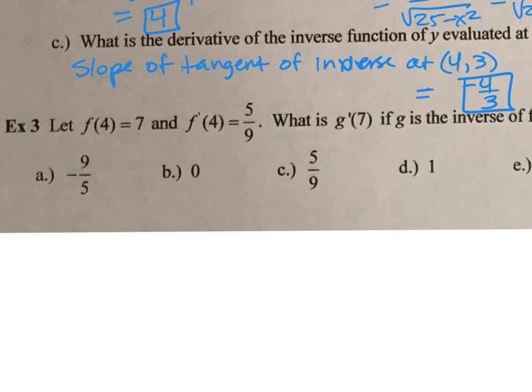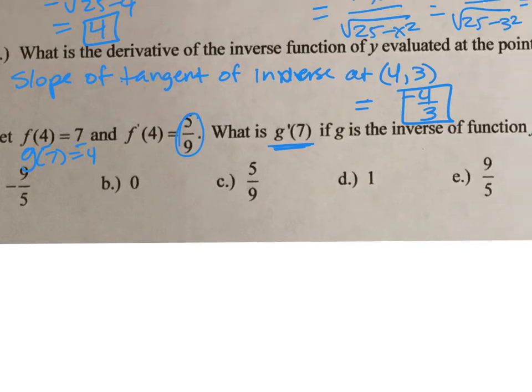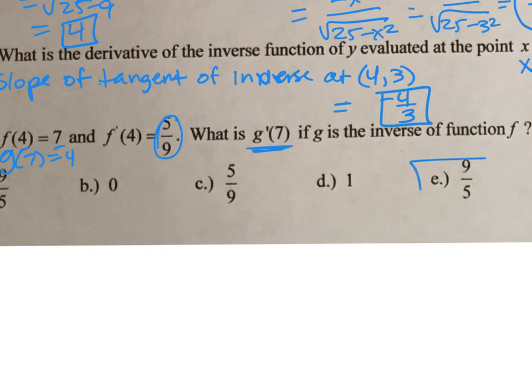Okay, so what is the derivative of g at 7? Remember, if f of 4 is equal to 7, that means that g of 7 is equal to 4. Remember, x's and y's just switch places. So what is g prime of 7? Well, it would be the reciprocal of the derivative of f at the point 4, 7. Well, we're given that derivative is 5/9. So all we have to do is flip it over, and our answer then would be, let's see, choice E. It would be 9/5.